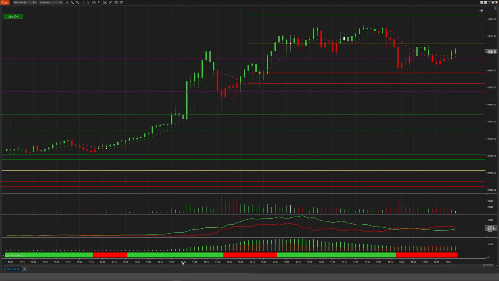So that's how you would trade the G levels Ultra with the volume indicators, looking at the trend dots for direction. If you're above, we want to be long. If we're below, it's either a change in direction or just a pullback.